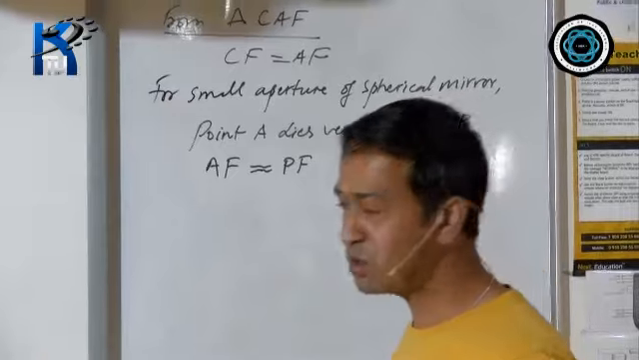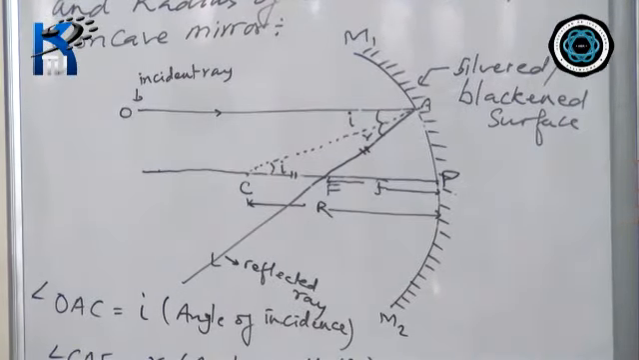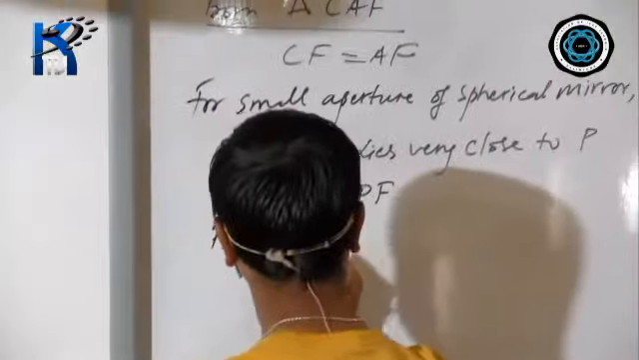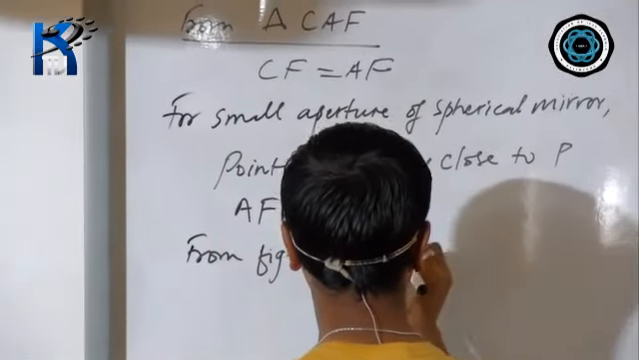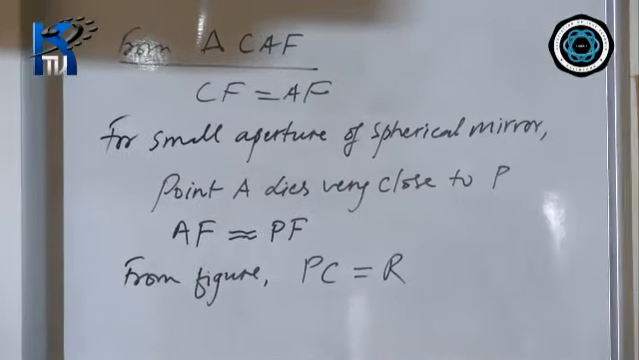So for that also, I again request you to see the figure that we can see on the board. If you look at the diagram, PC, I have already considered, is R. So from the figure, PC is already equal to R, that is the radius of curvature.